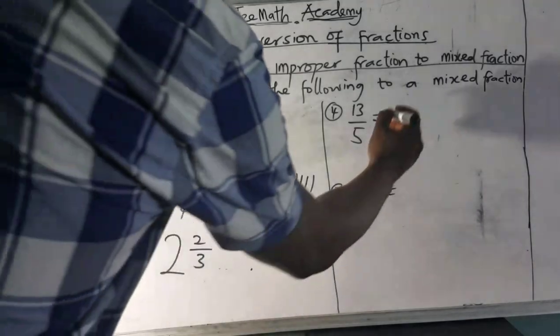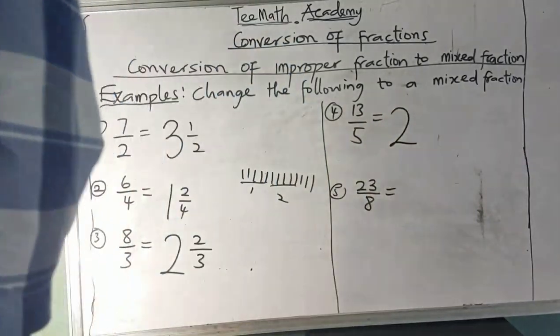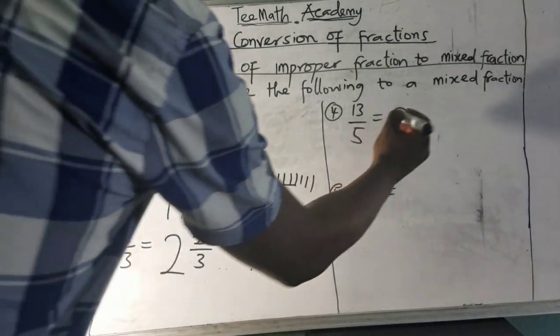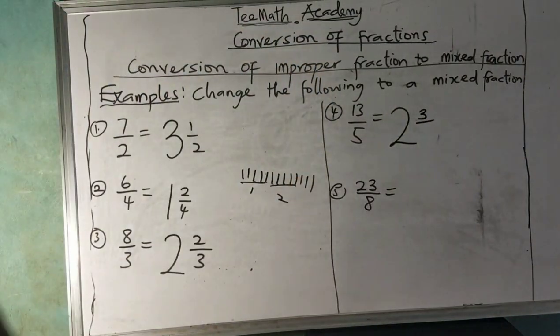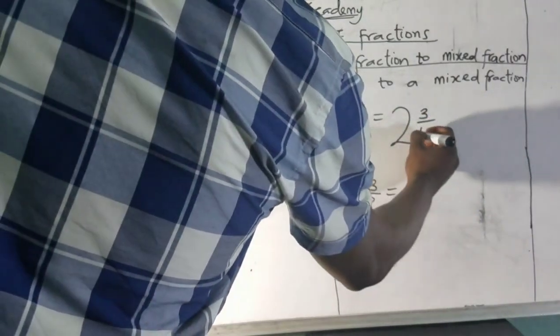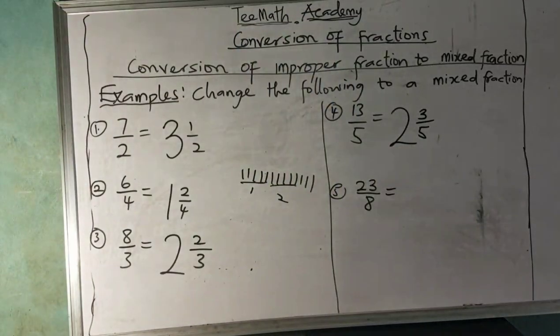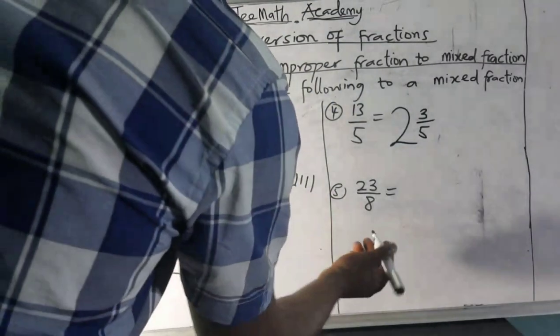That is 2 times. We write it bold, 2 whole number. Remainder 1, 2, 3. That's 3. The remainder you write it as the new numerator, then over the denominator, which is what? 5. The last one here is 23 over 8. Yes, you count 23. If you don't know it, you can't.